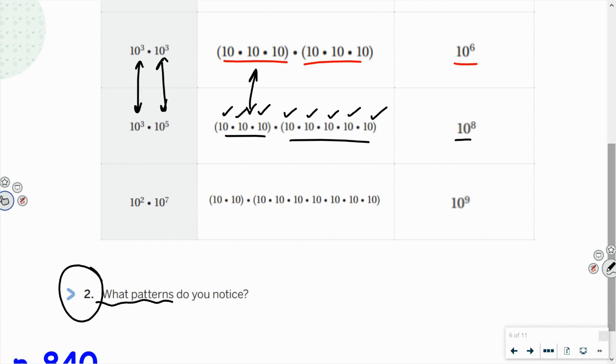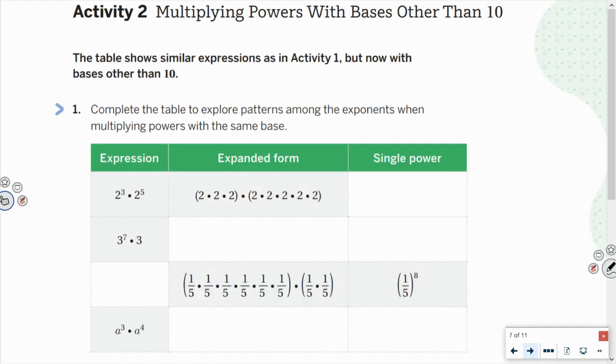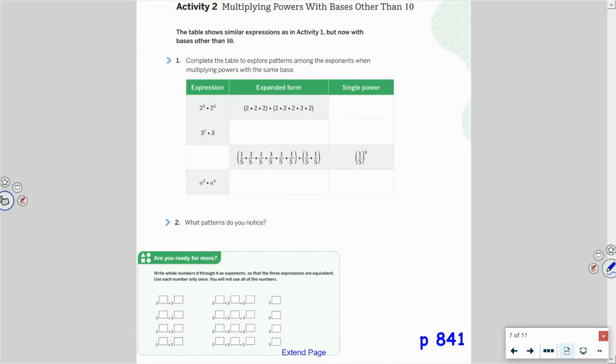Meanwhile, we're then going to go on to the next page. We don't need the card sort. So allow me please to begin, and then you can carry on with the rest. The table shows similar expressions as in activity 1, but now with bases other than 10. So we have numerous different bases. We have a 2, we have a 3, we even have an A. Our goal is to complete the table to explore patterns among exponents when we are multiplying powers with the same base.